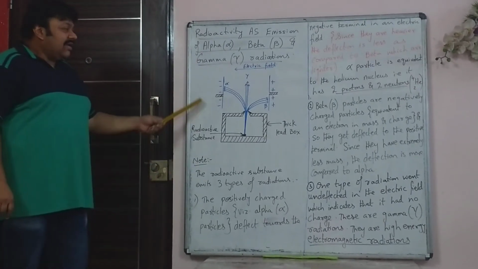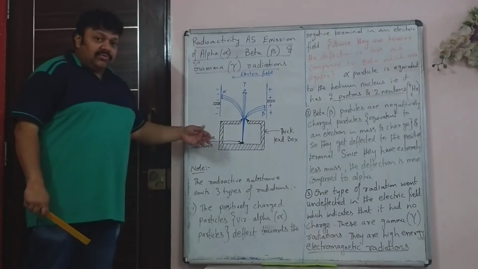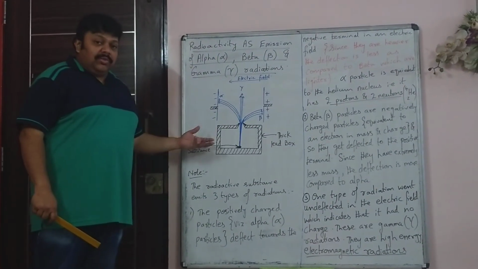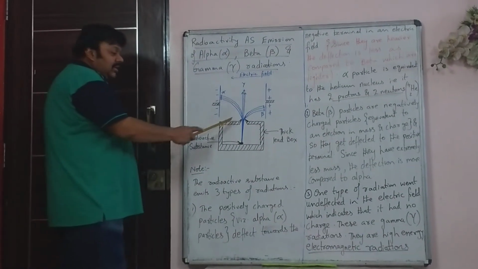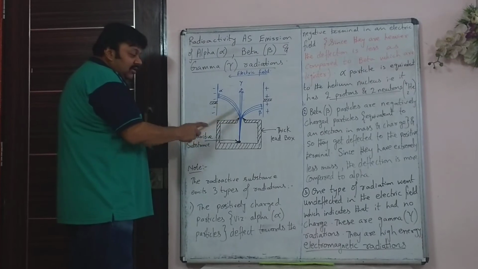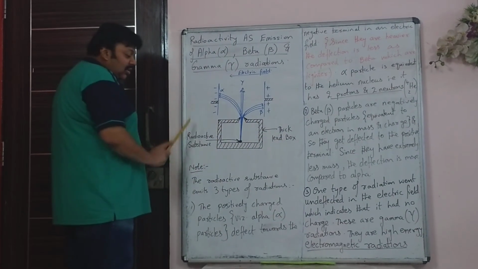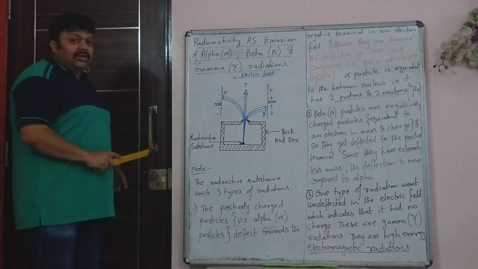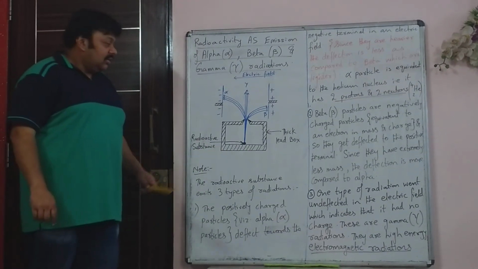Now, this diagram is very important. It has been asked many times to draw this diagram, and sometimes you are asked to label, and questions based on this are asked. See, in this diagram there is a lead container which has a very small narrow opening. It's a thick lead box with a small opening. A radioactive substance, a radioactive salt, meaning a salt of uranium or thorium, can be taken in that.